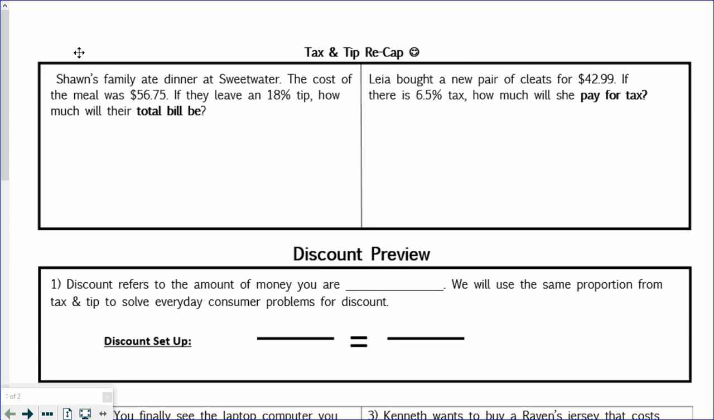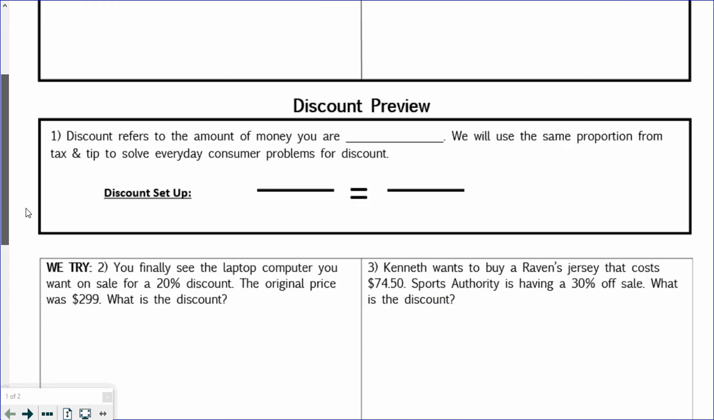All right, so you should have already done number 1 and 2 about Sean and Leah. Once you have those done, you can start the notes, but please make sure that you check your final answers with Ms. Storch before moving on.